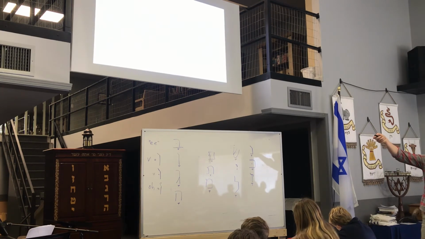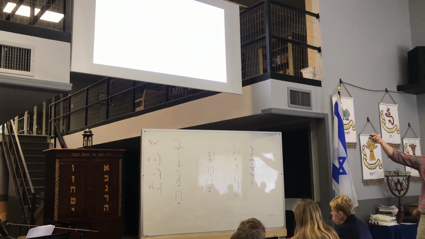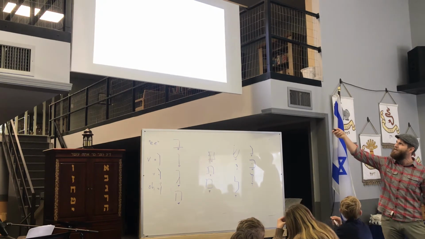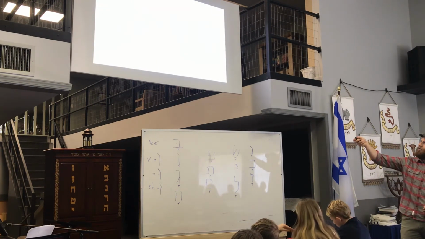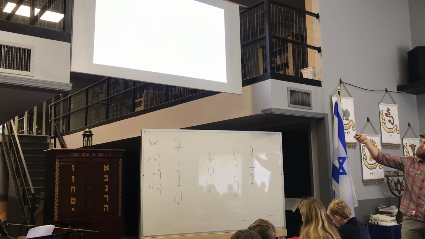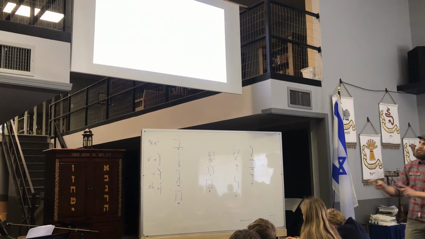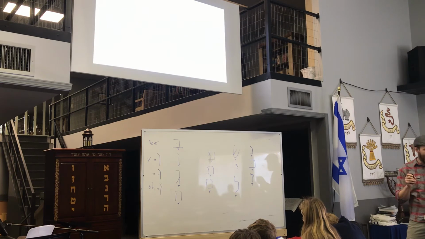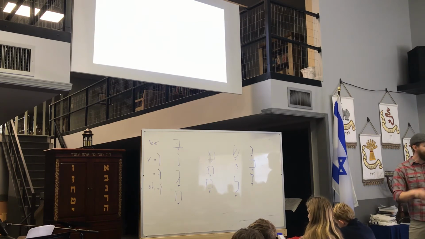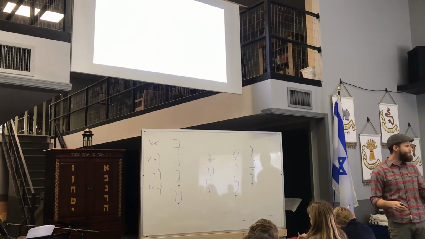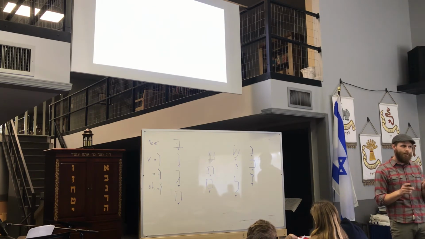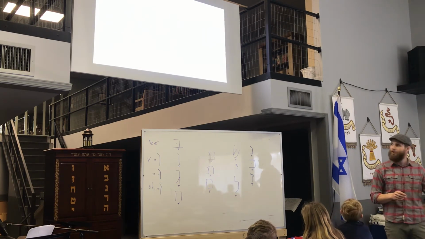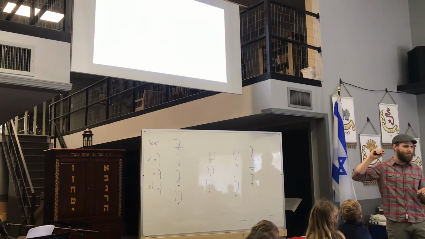"Until heaven and earth disappear," remember, because they're the two witnesses, "not the smallest letter, not the least stroke of a pen will by any means pass from the Torah until everything is accomplished. Therefore, whoever sets aside one of the least of these commandments, these mitzvot, and teaches others to do the same, will be called least in the kingdom of heaven, but whoever obeys and so teaches will be called great in the kingdom of heaven. But I tell you that unless your righteousness surpasses that of the Pharisees and the teachers of the law, you will certainly not enter the kingdom of heaven."